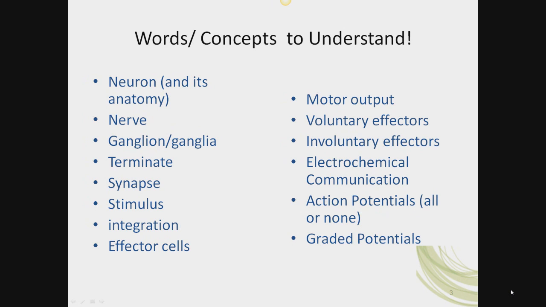A nerve is a collection of axons, just a collection of axons outside of the central nervous system. Ganglion, or plural ganglia, is a collection of neuronal cell bodies outside of the central nervous system. If I say a nerve terminates on something, I am really referring to what it innervates onto. What will be the downstream cell that nerve is communicating to?